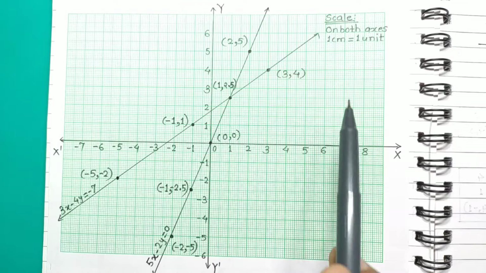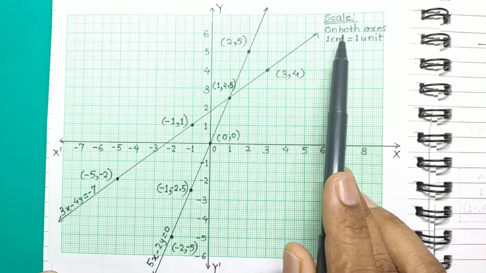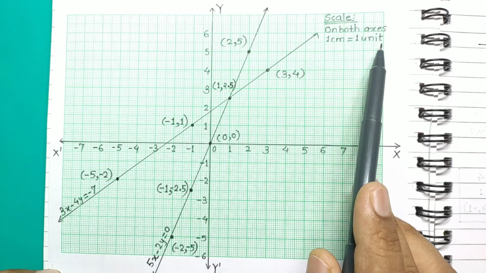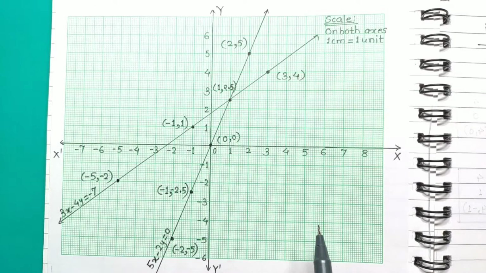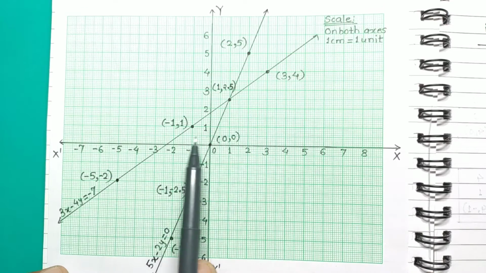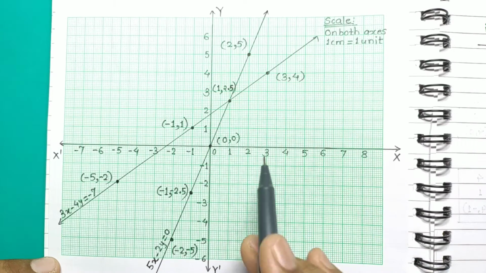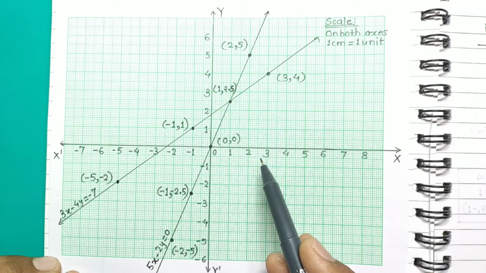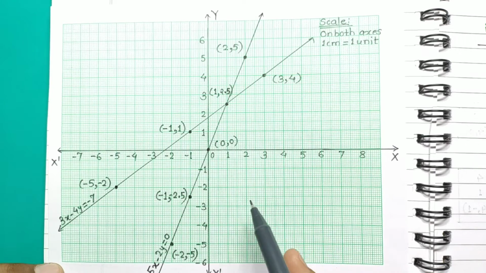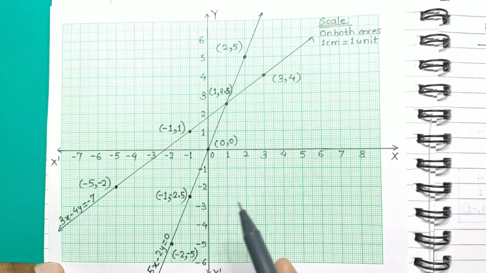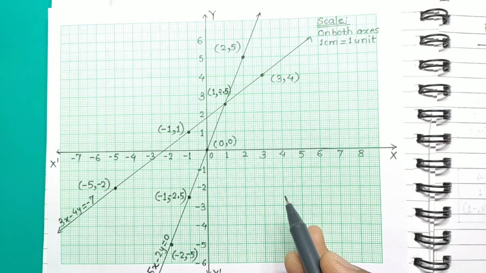Students, you write down the scale at the right top corner of the graph paper. So here write on both axes 1 centimeter is equal to 1 unit. So students, we have plotted graphs of both the equations on the graph paper like this. Now let's think about the solution of simultaneous equations. We know that the solution of simultaneous equations is the value of variables x and y which satisfy both the equations. This is what we say algebraically.